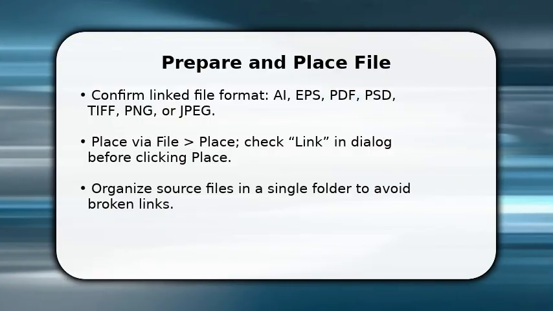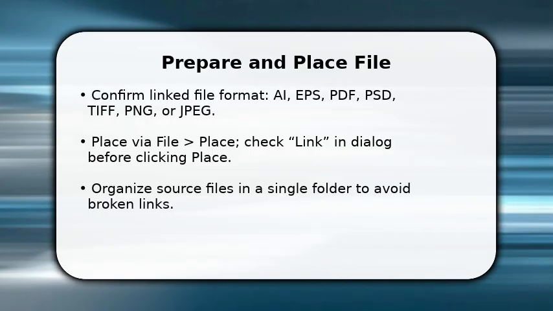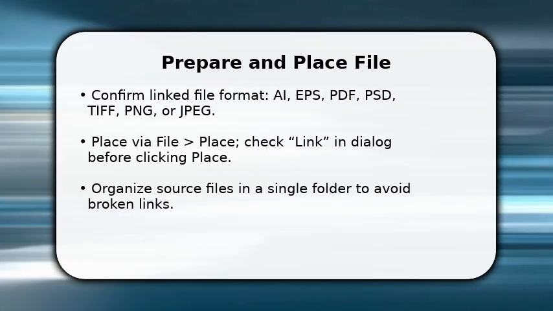You'll start by placing the image as a link rather than embedding it. Open File Place, navigate to the image, and make sure the link box is checked. Do this because linking preserves file size and keeps edits external. Once placed, Illustrator references the source file instead of storing pixel data.